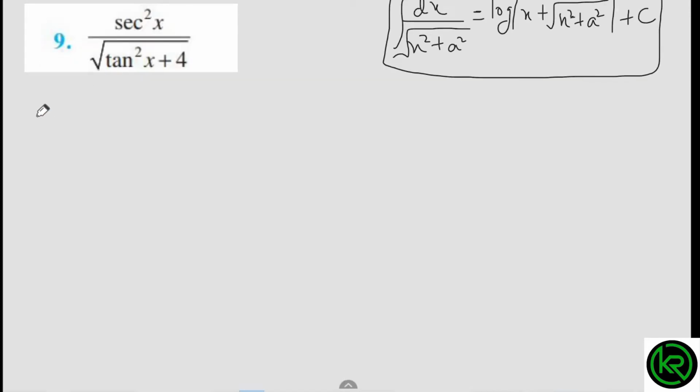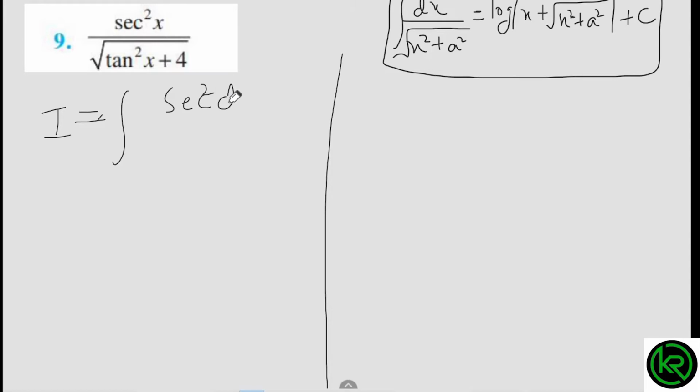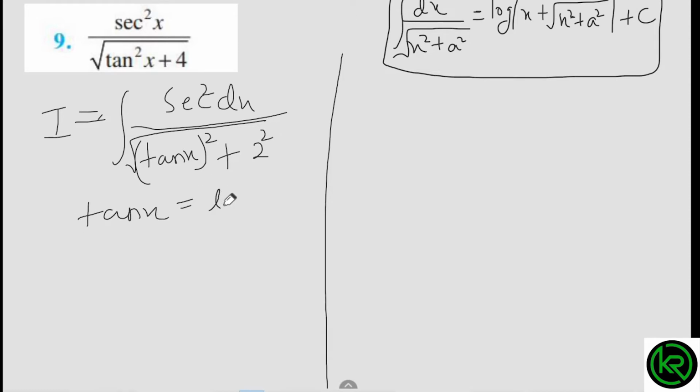Next question, question number 9, I is equal to sec square x dx upon under root tan x, we can write tan x whole square plus 4. Okay, 4 we can write 2 square, and here students we will put tan x equal to t and differentiate both sides with respect to x. We will get dt by dx here, and this side we will get tan x differentiation is sec square x. So sec square x dx equals to dt.